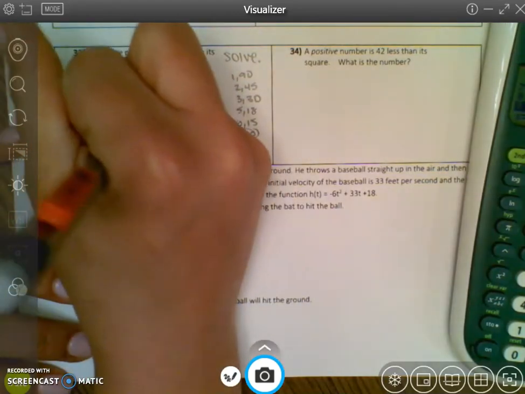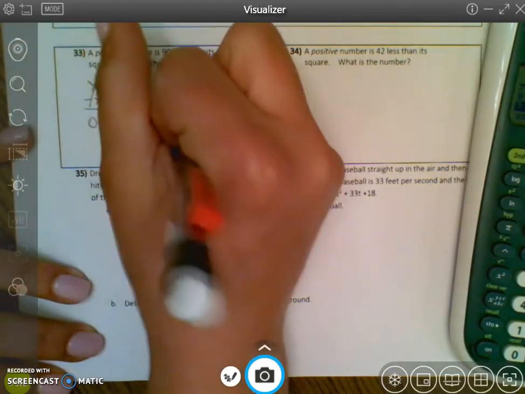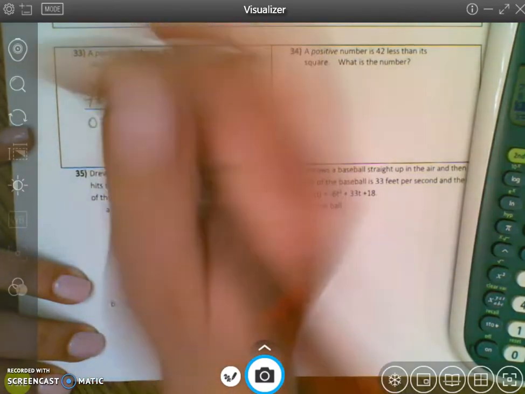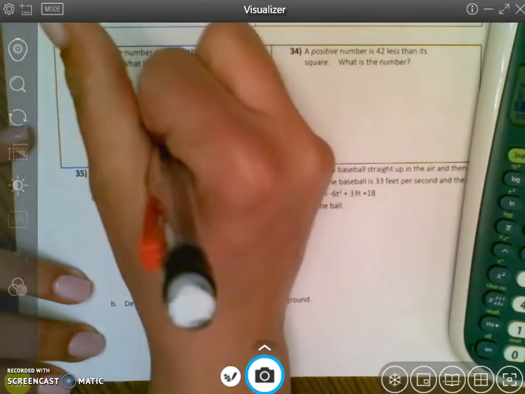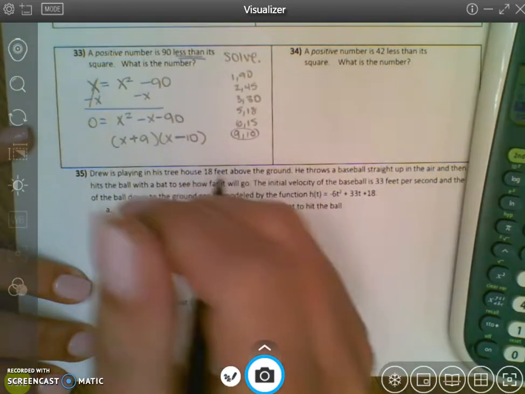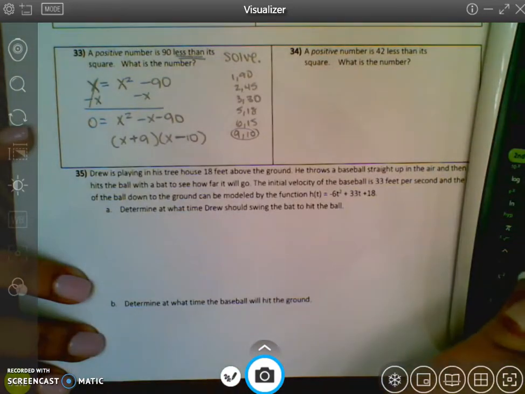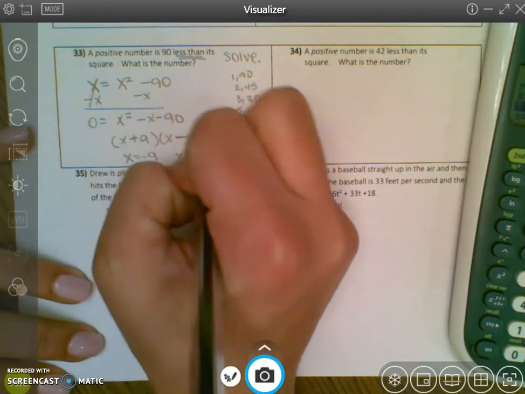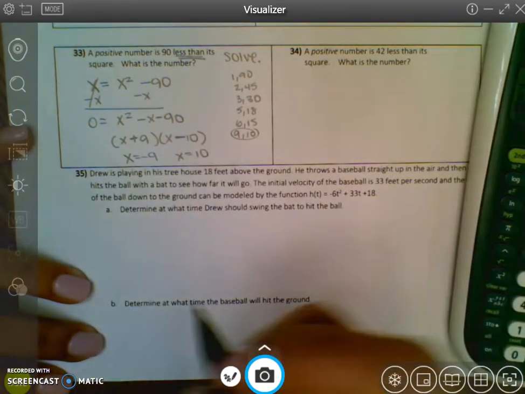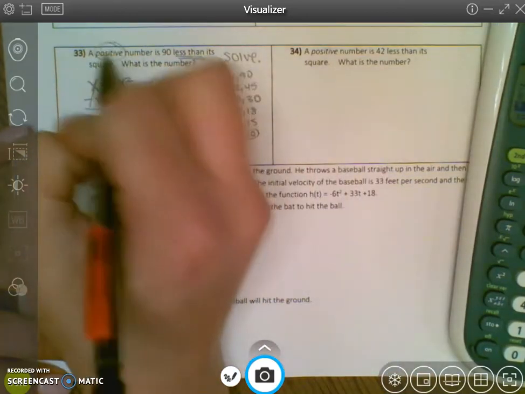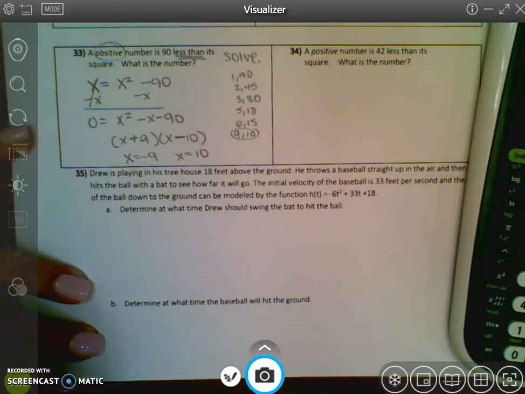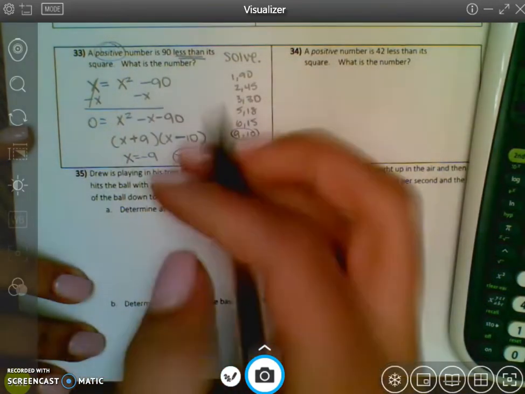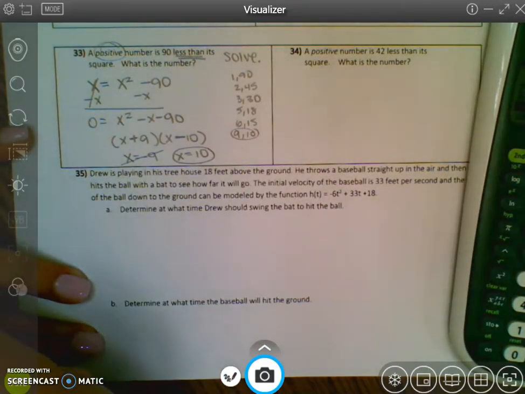So this is going to be x 9, x 10. It's negative, which means the bigger number needs the negative. Negative, positive. And again, remember, you have to solve it. We haven't solved it, we've only factored it. So this is going to be x equals -9, and this is going to be x equals 10. Well, it tells you a positive number, so x equals 10 is the number we're looking for. x equals -9 is not it.